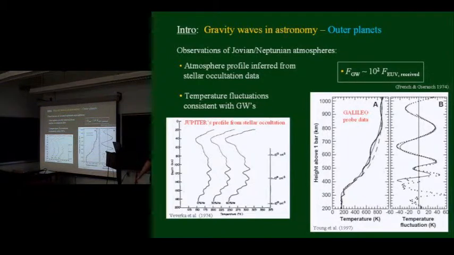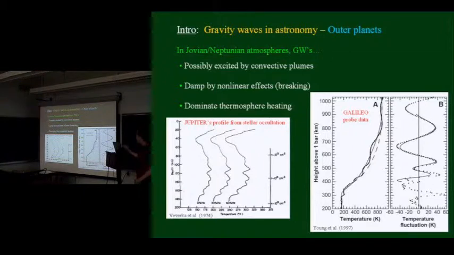So, as I said, in the Earth's atmosphere, the waves are excited by passing over terrain. Instead here, they're excited not by terrain, but by convective plumes. So at the surface of the convective interior of the planet, the overshoot of the plumes will excite these waves.